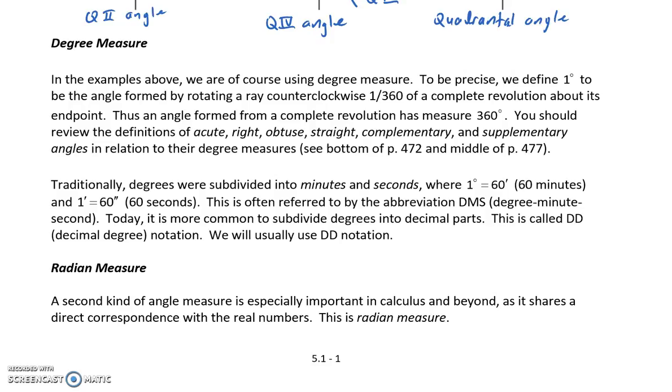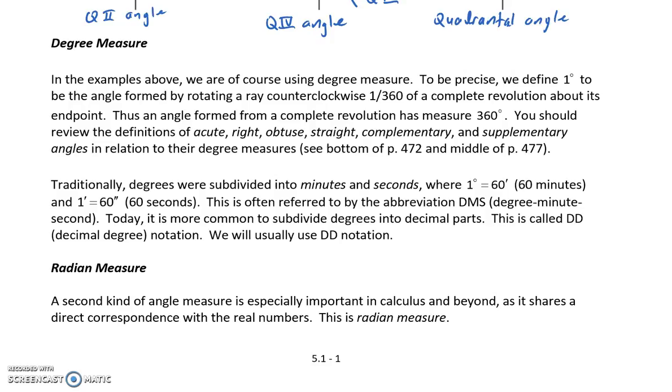An acute angle would have a measure between 0 and 90 degrees, less than 90 degrees. A right angle would be 90 degrees, of course. An obtuse angle would have a measure between 90 and 180 degrees. A straight angle would be an angle of measure 180. Complementary angles are 2 angles whose angle sum is 90 degrees. And supplementary angles are two angles whose angle sum is 180 degrees.